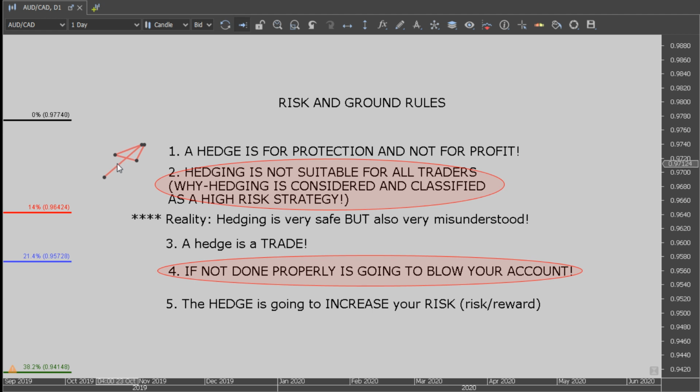A hedge is for protection and not profit. Hedging is not suitable for all traders because it's considered and classified a high risk strategy. A hedge is a trade. If not done properly, it's going to blow your account. And the hedge is going to increase your risk when we're going to talk about the risk reward.